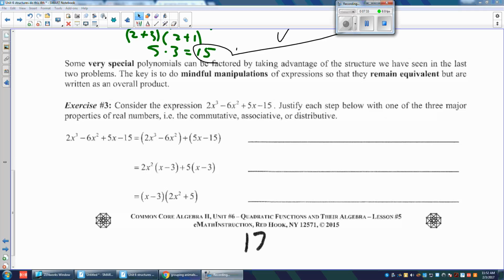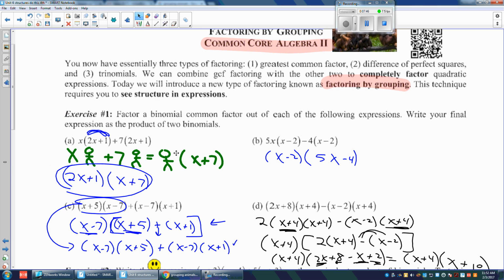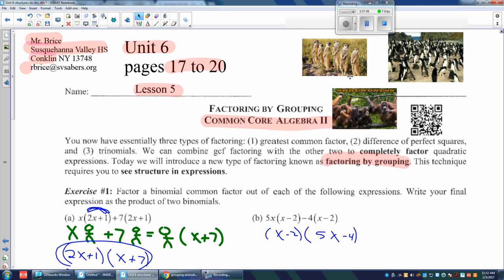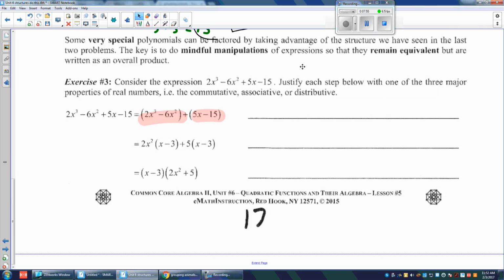Okay, so now we're going to get to the heart of factor by grouping. And what do we have to do? We have to put them in groups. But what kind of groups? We have to put them in groups that make sense, just like these groups up here, they kind of make sense. They're grouped together.